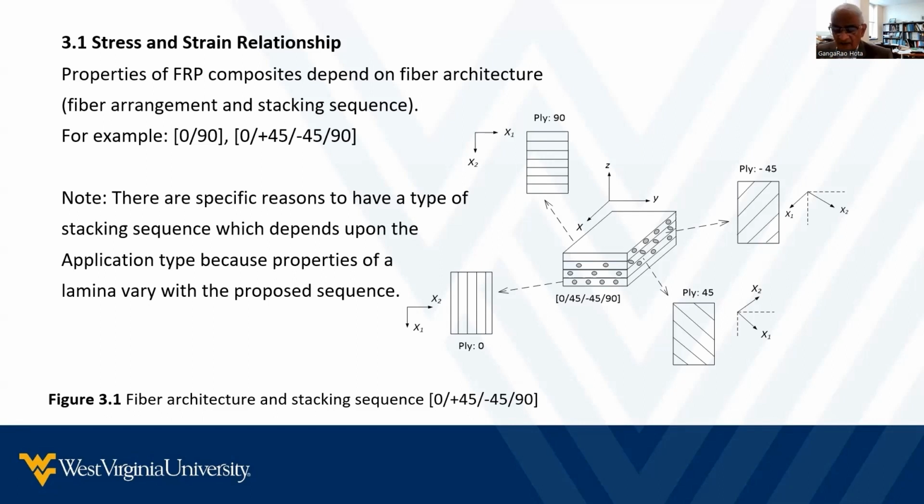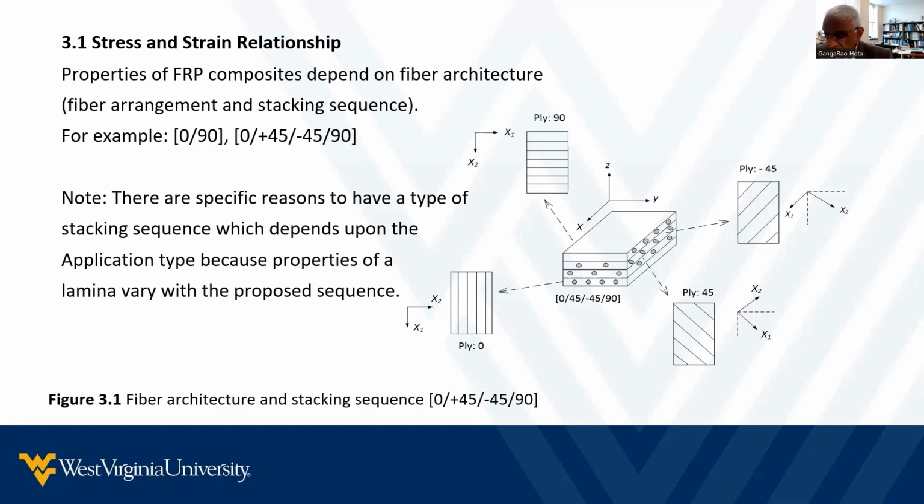A very thin layer of a composite is commonly referred to as a lamina, and multiple layers stacked over each other is referred to as a laminate. Here we refer to a laminate whose thickness is very, very small. It means the thickness should be less than 10% of the smallest in-plane dimension of a laminate.